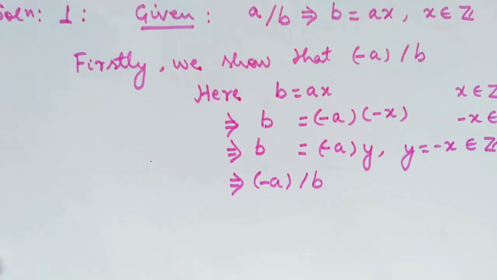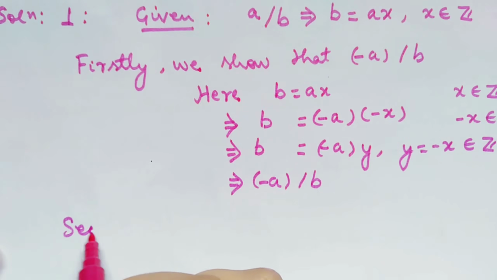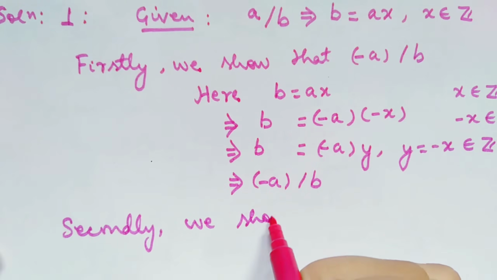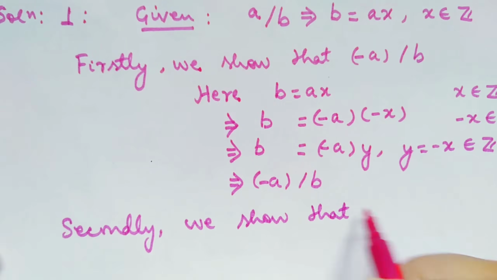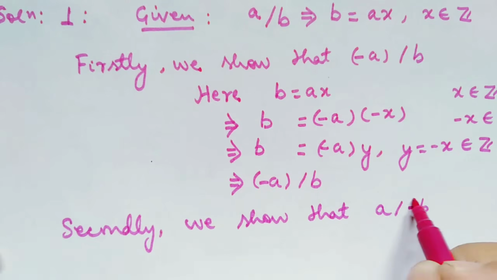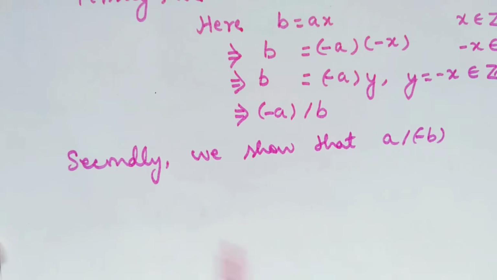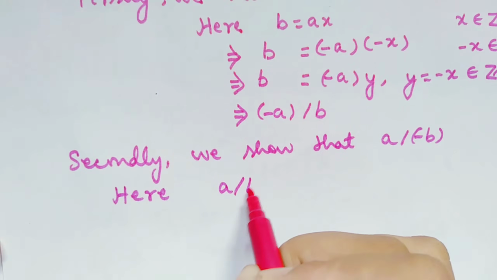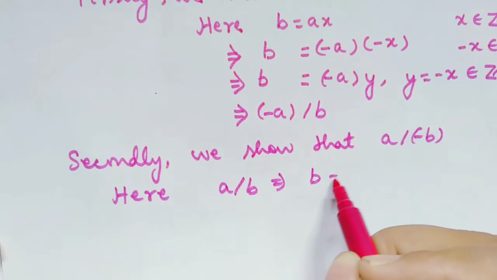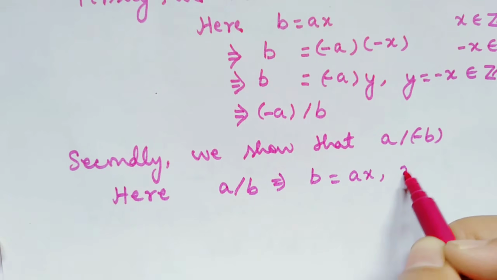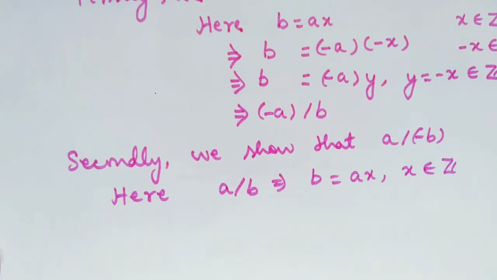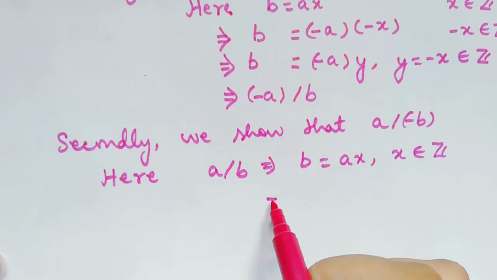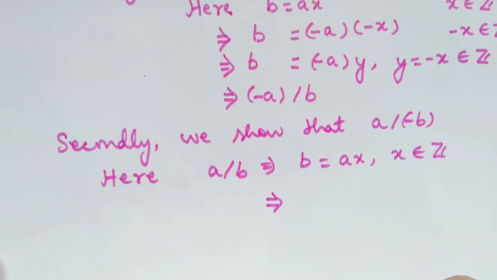divides B. Next, secondly, we show that A divides minus B. Now here, A divides B implies B is equal to A into X, where X is an integer. Then now we want to show that A divides minus B.